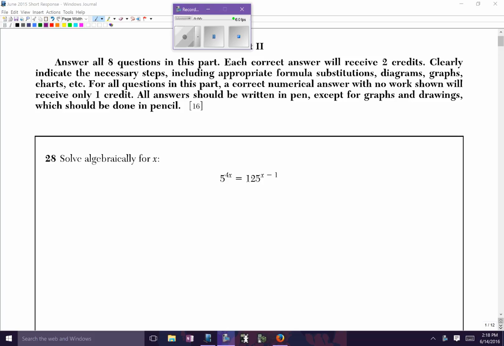Hi guys, welcome. We're going to be working on the short response for the June 2015 exam, and if you're following along in the workbooks, it can be started on page 52. I'm going to be using a different version of the exam, one that gives me a little bit more space to work, but they're the same questions, so you might need to grab a piece of paper to be able to follow along. All right, so starting with 28, this is a 2-point question.